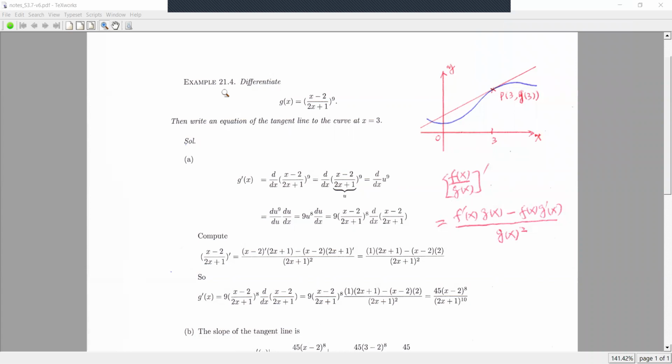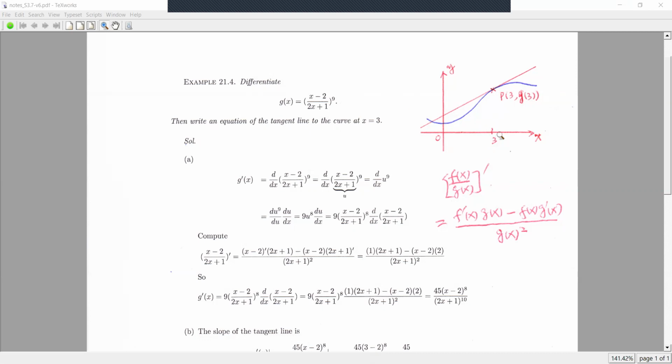Example 4. This example has 2 parts. Part 1. Compute the derivative of this function. Part 2. Write down the equation of the tangent line to the curve at the point 3. To help myself answer part 2, I arbitrarily draw a curve and suppose this curve is the graph of the given function.